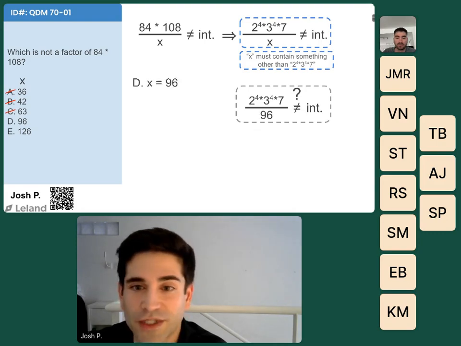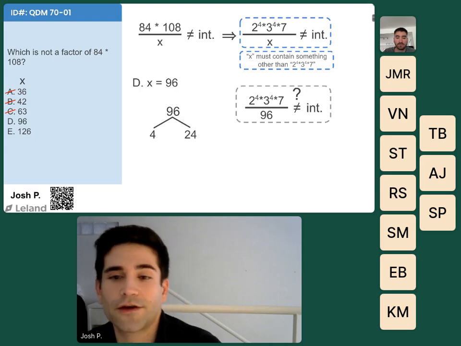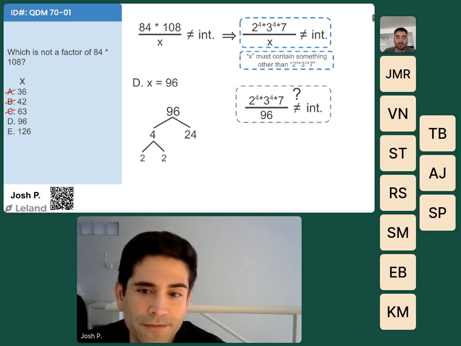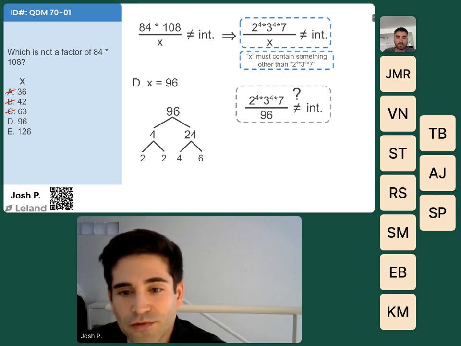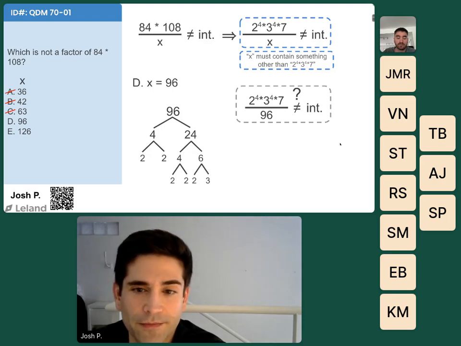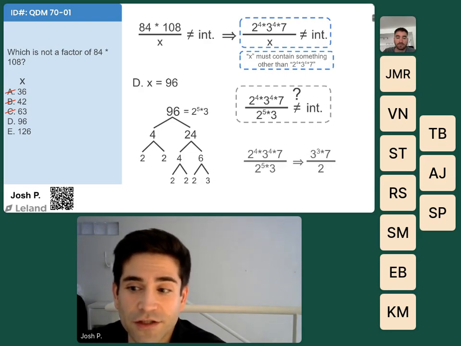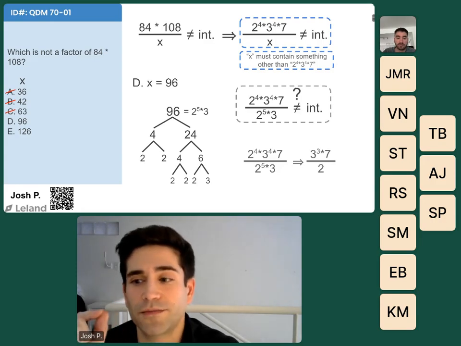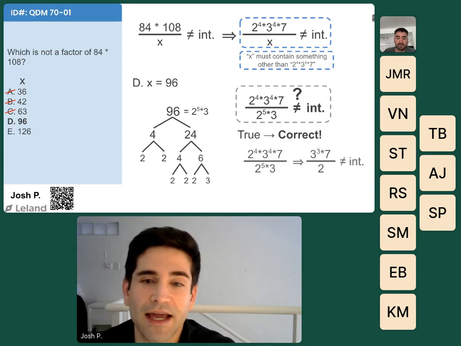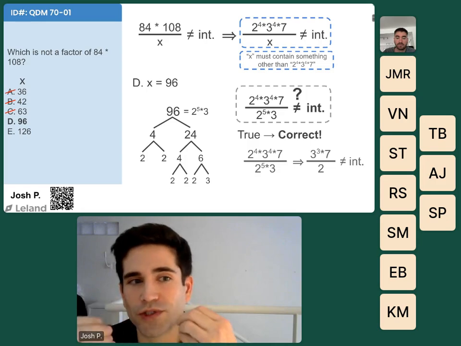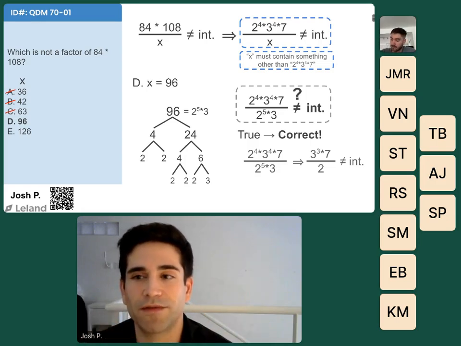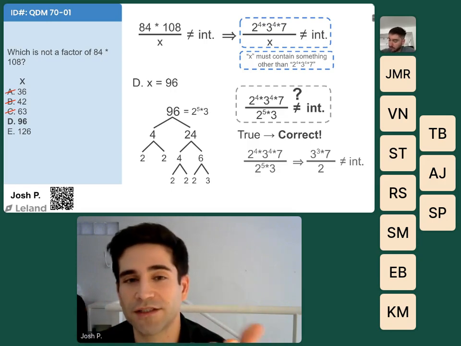D, x equals 96. 96 is 4 times 24. 4 is 2 squared, and 24 is 4 times 6. 4 is once again 2 squared, and 6 is 2 times 3. So 96 is 2 to the 5th times 3. And in this case, what we have is a fraction that is 3 cubed times 7 over 2. And this is not an integer, and therefore this is the correct answer choice. So when we're trying to approach these types of problems, we want to be very organized, visualize the exercise, and test each answer choice to get to the correct answer.